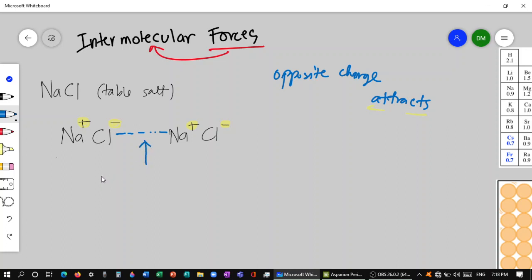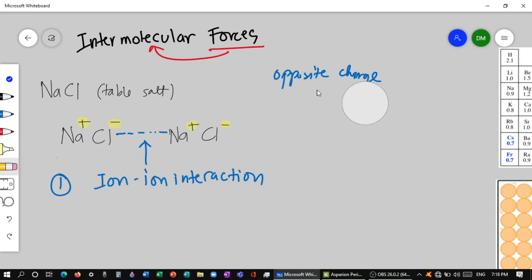We call this intermolecular force ion-ion interaction. We call it ion-ion interaction because it's the intermolecular force between an ionic compound and another ionic compound. So that's the first intermolecular force, ion-ion interaction. Let's go to another intermolecular force. Let's try to observe HCl.